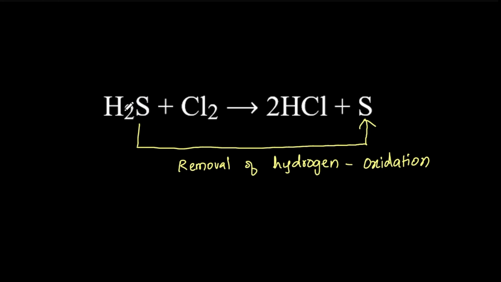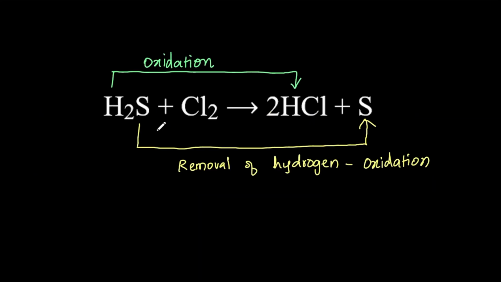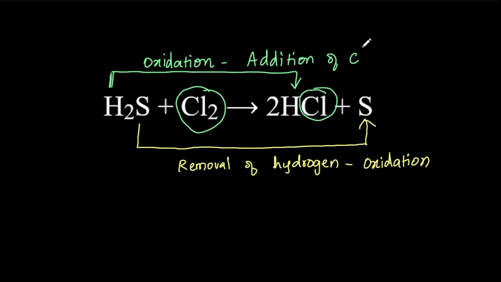Now you see the element hydrogen itself. What happens to hydrogen? Hydrogen from this compound is converted to HCl, hydrogen chloride. Already we said the first compound is oxidized, for the first compound oxidation takes place. But what is oxidation? Oxidation is addition of oxygen. But if you see this reaction, for hydrogen there is no addition of oxygen. Instead, chlorine is added. So already we said oxidation is addition of oxygen, but here there is addition of chlorine.